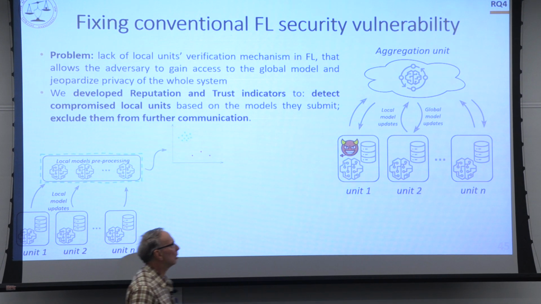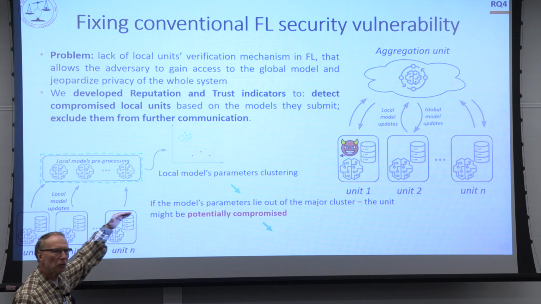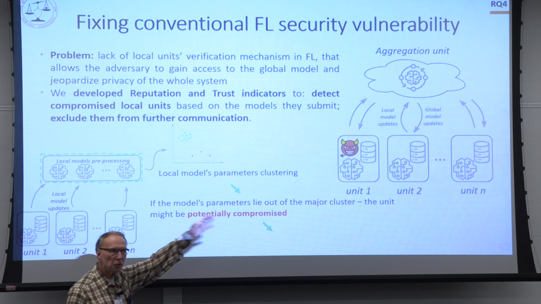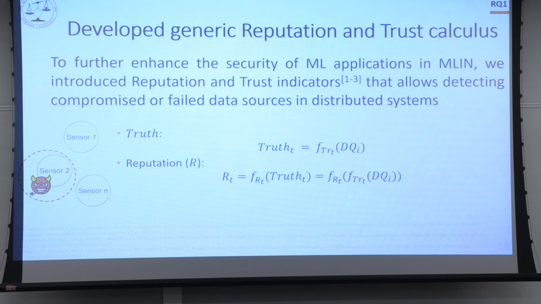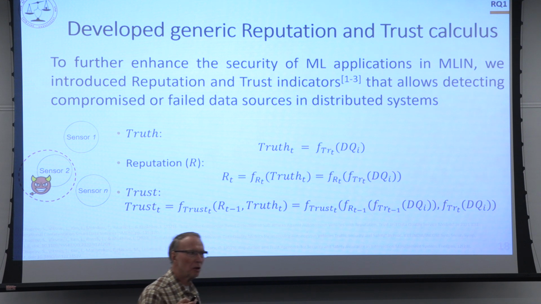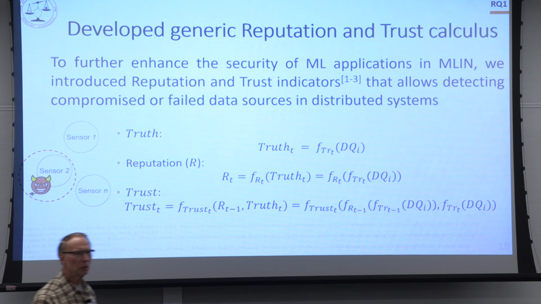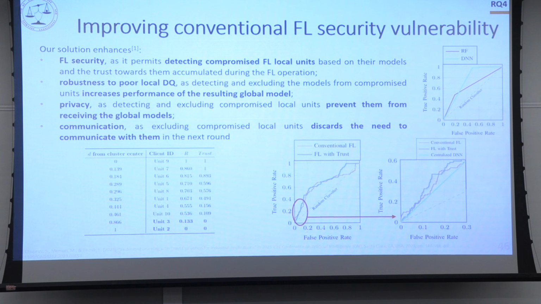And again, that needs to be prevented, but to do that, we need to identify those bad units. There are a lot of methods which could be used, and we can use both spatially distributed methods and temporally distributed methods. We can use history. We can use comparison between models coming from different units, and actually that's what we tried. We developed some kind of reputation and trust calculus, which allows us to evaluate the trust of the model coming from a particular unit, and then use it to make a decision to exclude it or include it.